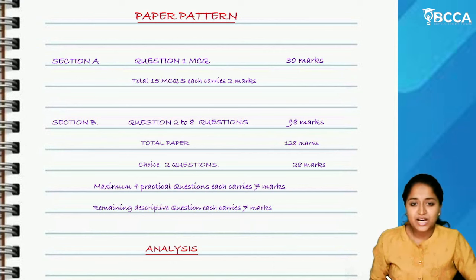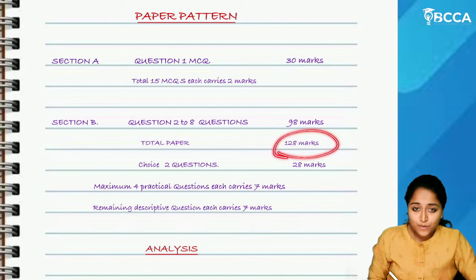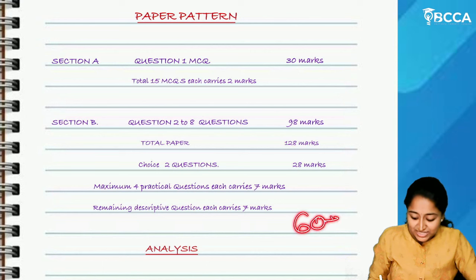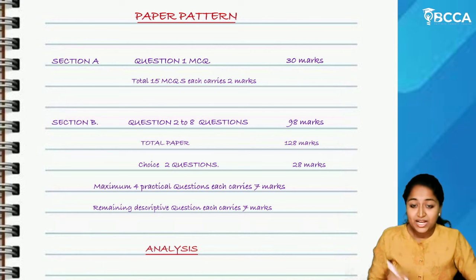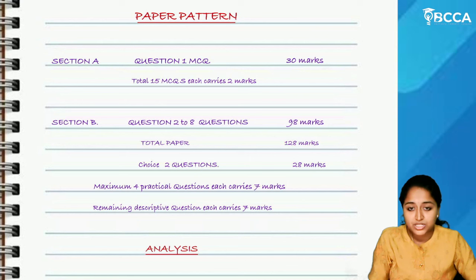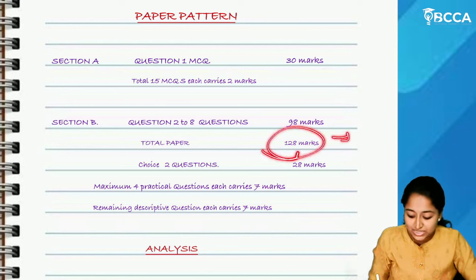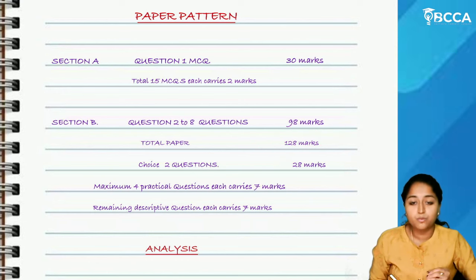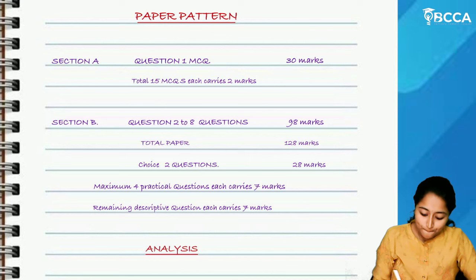Don't you think that with this 128 marks, getting 60 plus marks is easier? And I'm not talking about other subjects, but when it is coming to this subject, which is cost and management audit, from this 128 marks, getting 60 plus marks is way, way, way easier. So we'll have 2 question choices and we have to write 5 questions.